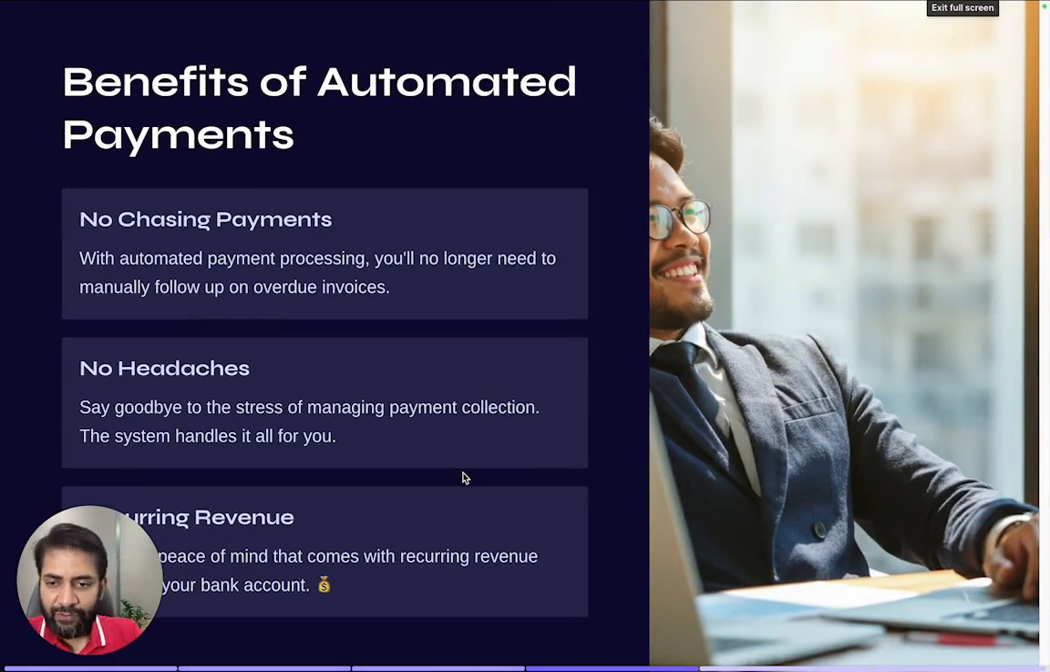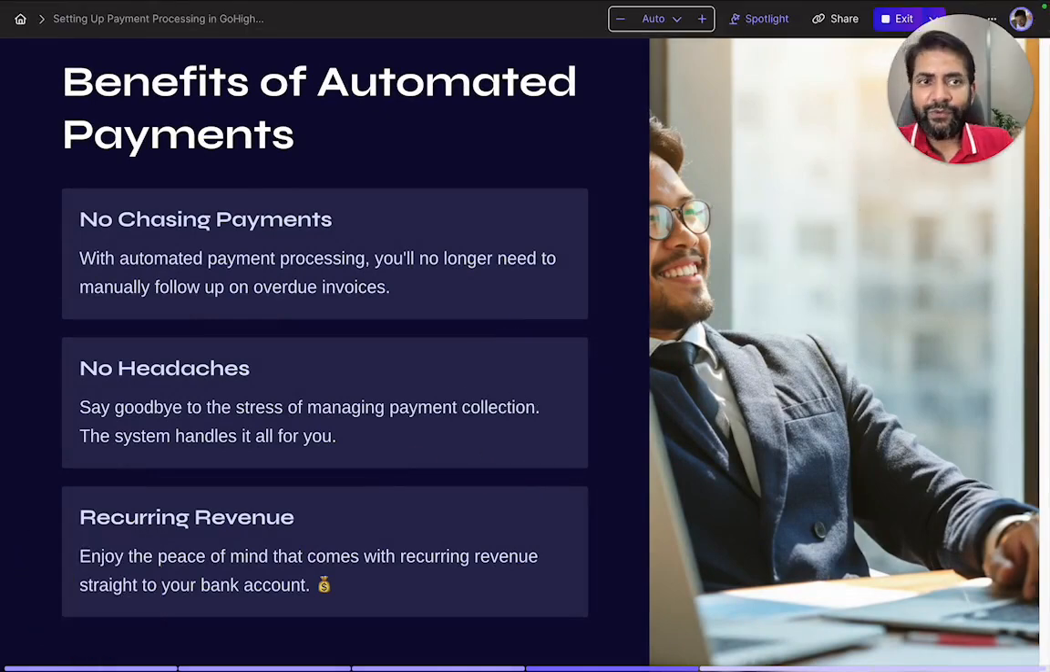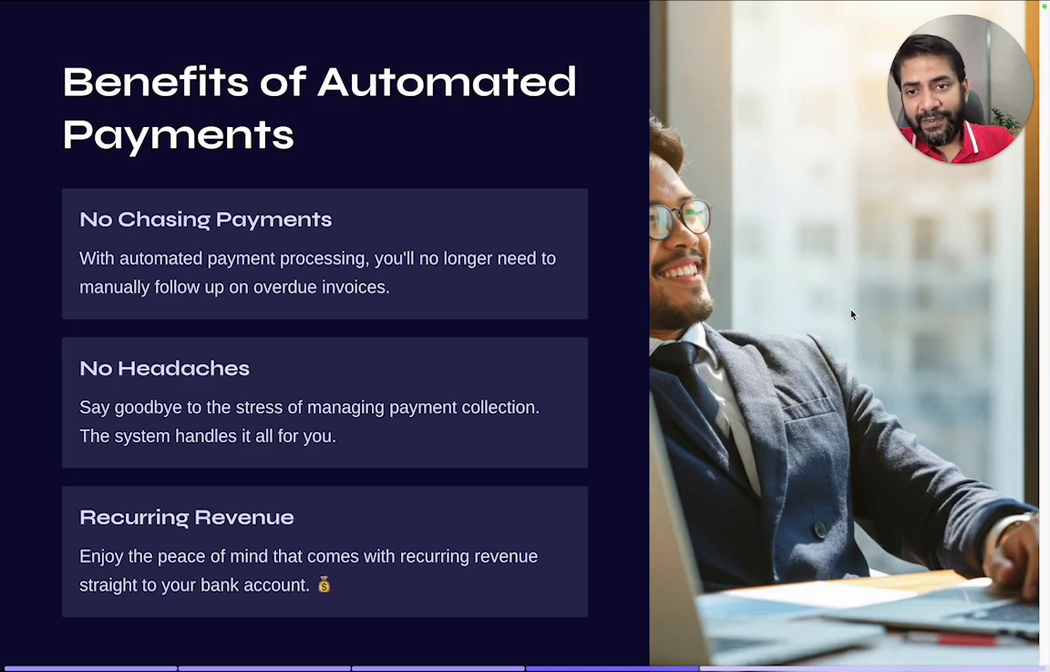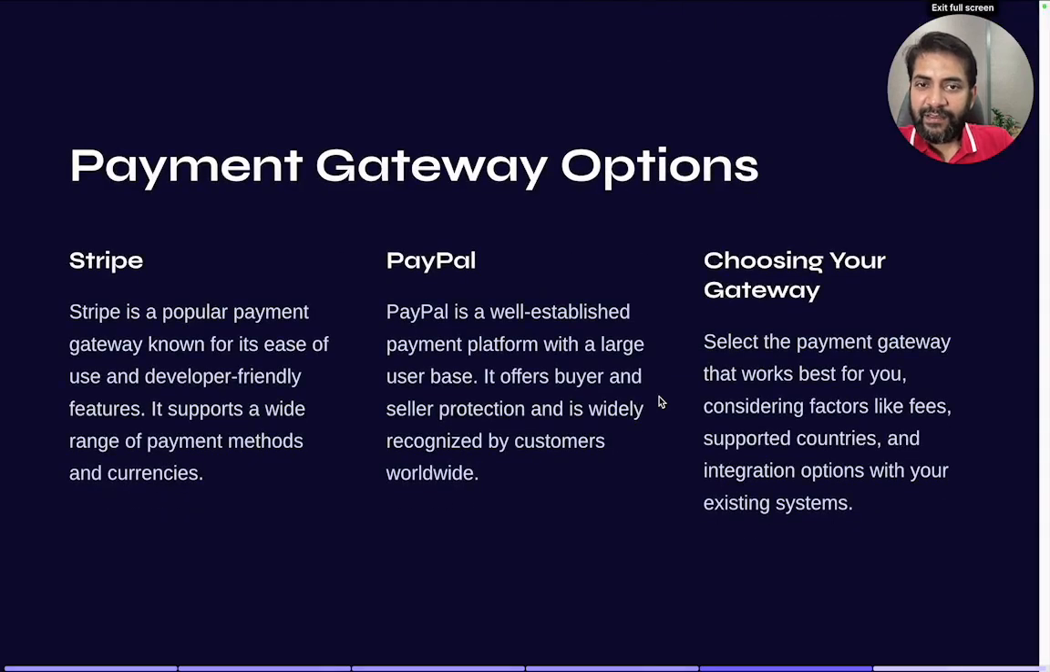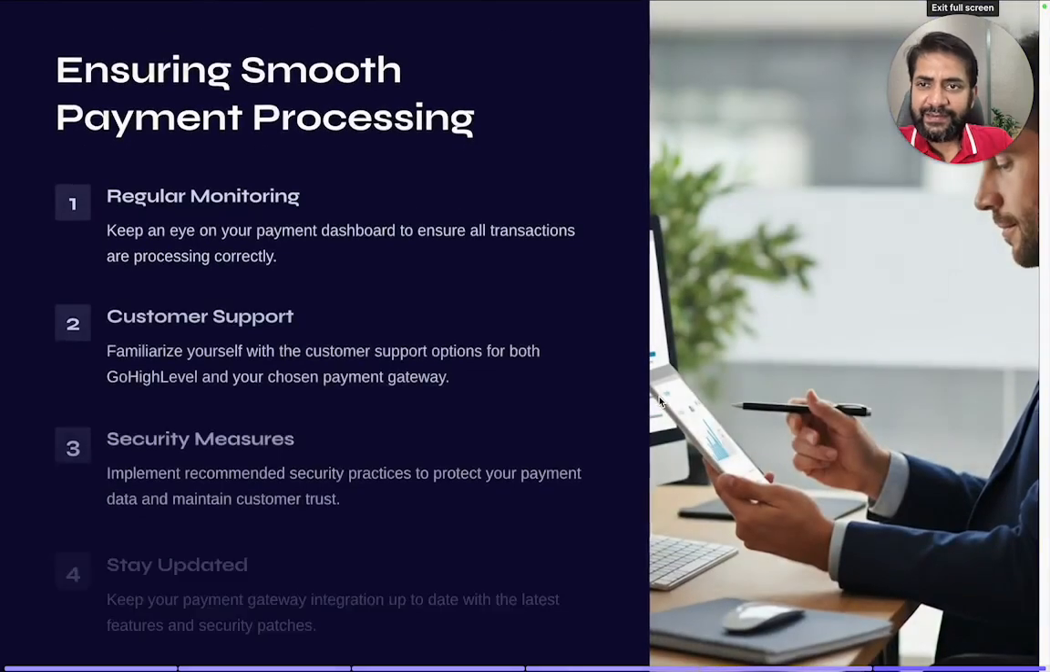So what are the benefits of automated payment? Let's look at this. You no longer have to chase. With automated payment processing, you will no longer need to manually follow up on overdue invoices. It's automatically going to charge their credit card or whatever they have saved. That you do not have any headaches. So say goodbye to the stress of managing payment collection. The system handles it all for you. Then there's the recurring revenue. Enjoy the peace of mind that comes with recurring revenue straight to your bank account. The payment gateway options: Stripe, PayPal, and some other payment gateway options that GoHighLevel provides.